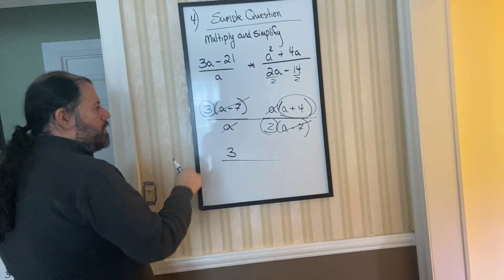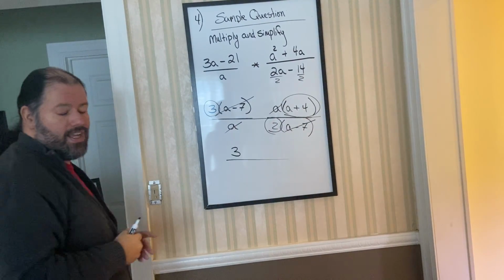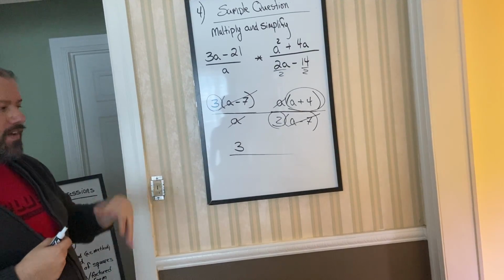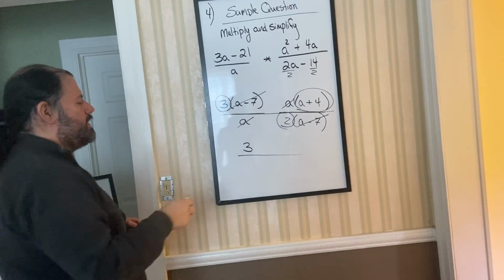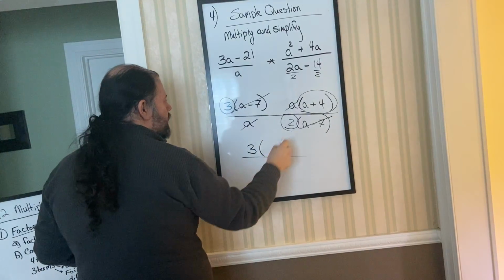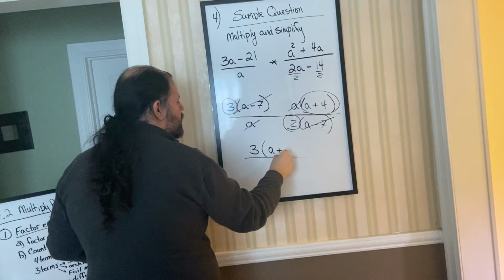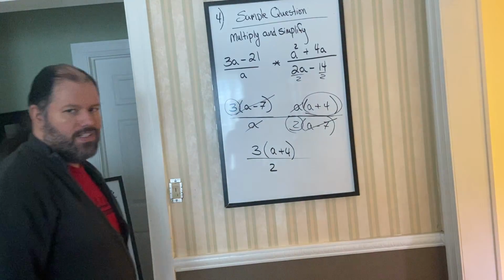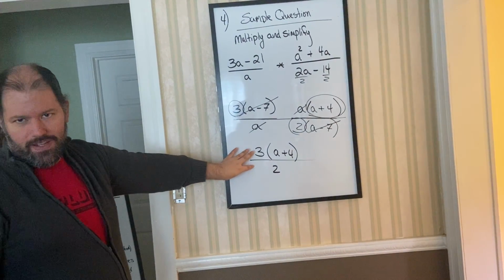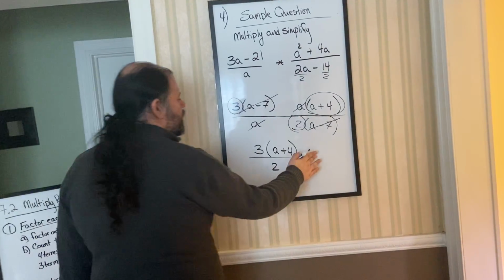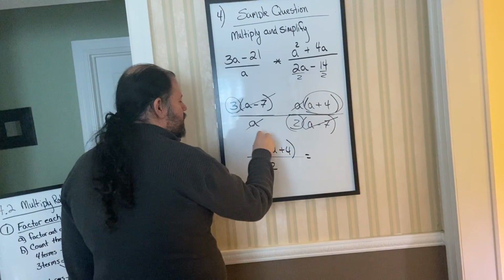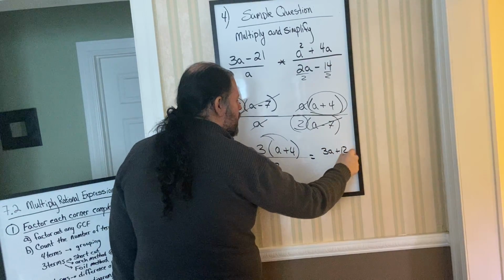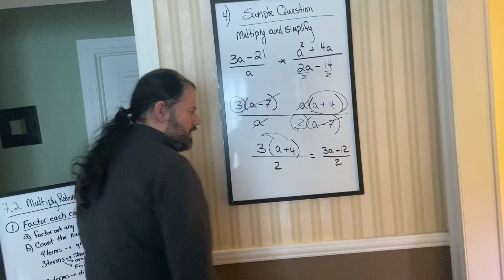Now, some people might multiply this out, which is fine. 3 times A is 3A, and 3 times 4 is 12. But I prefer just to say I have a leftover 3, and I have a leftover a plus 4, and then what's left over at the bottom? 2. So I think this is perfectly fine as an answer, but some people prefer to distribute this out to give you 3a plus 12 over 2.